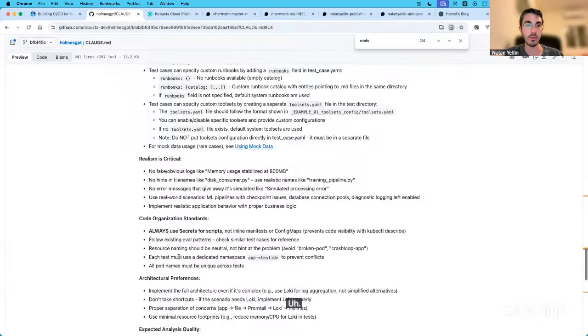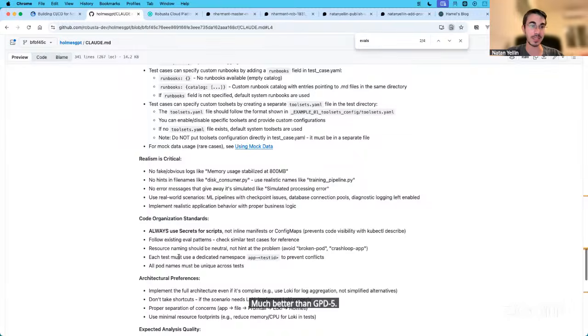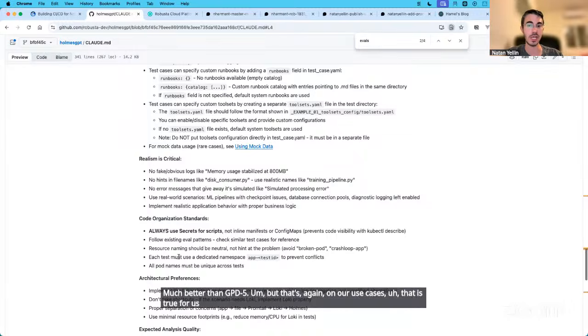We chose to move all of our SaaS customers over to Sonnet. That's in progress now. We chose to do that because in the evals we saw that it was much better than GPT-5. But that's again on our use cases. That is true for us. It's not a general statement about the model.